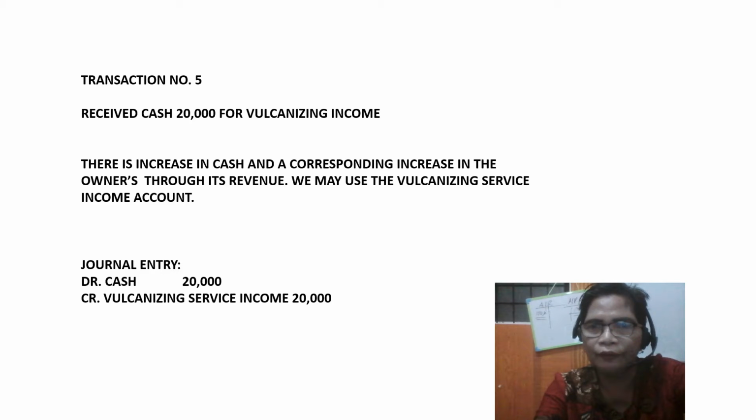For our fifth transaction, we received cash 20,000 for vulcanizing income. So there is an increase in cash, obviously. So our debit will be cash. At the same time, the corresponding credit will be vulcanizing service income, which tends to increase owner's equity. So they are at their default setting. There is an increase, so we have to debit cash and credit vulcanizing service income.